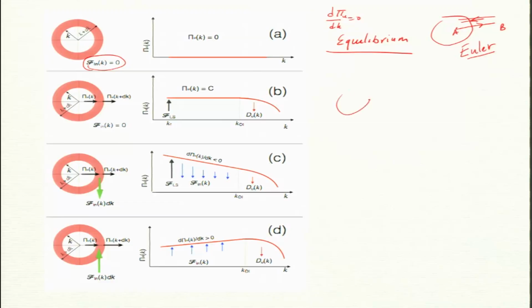Second scenario, when there is a net flux. So, there is energy going out of the sphere.